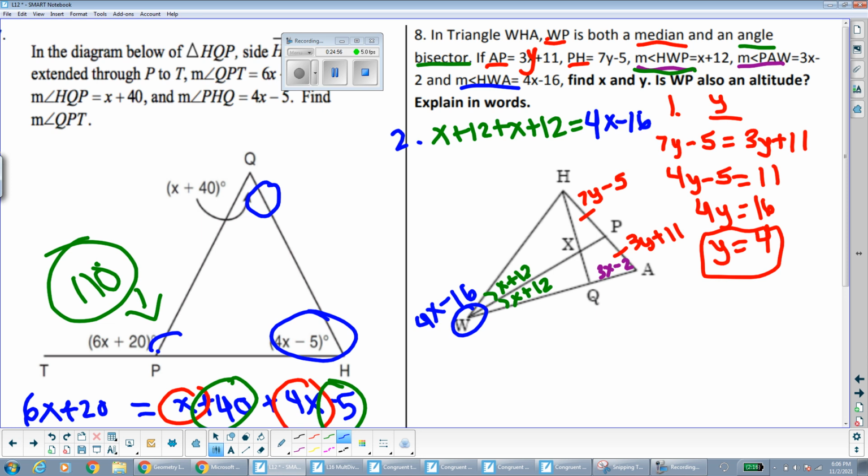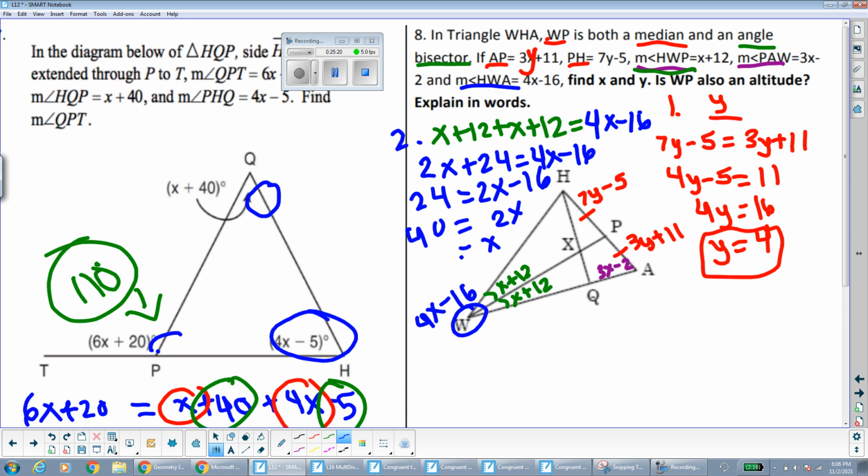Combining my like terms, we have 2x plus 24 is equal to 4x minus 16. I'm going to subtract 2x on both sides, so that's 24 is equal to 2x minus 16. And finally, I'm going to add 16 to both sides. That is 2x is equal to 40. And finally, dividing by 2 on both sides, we have x is equal to 20. So already we found x and y.